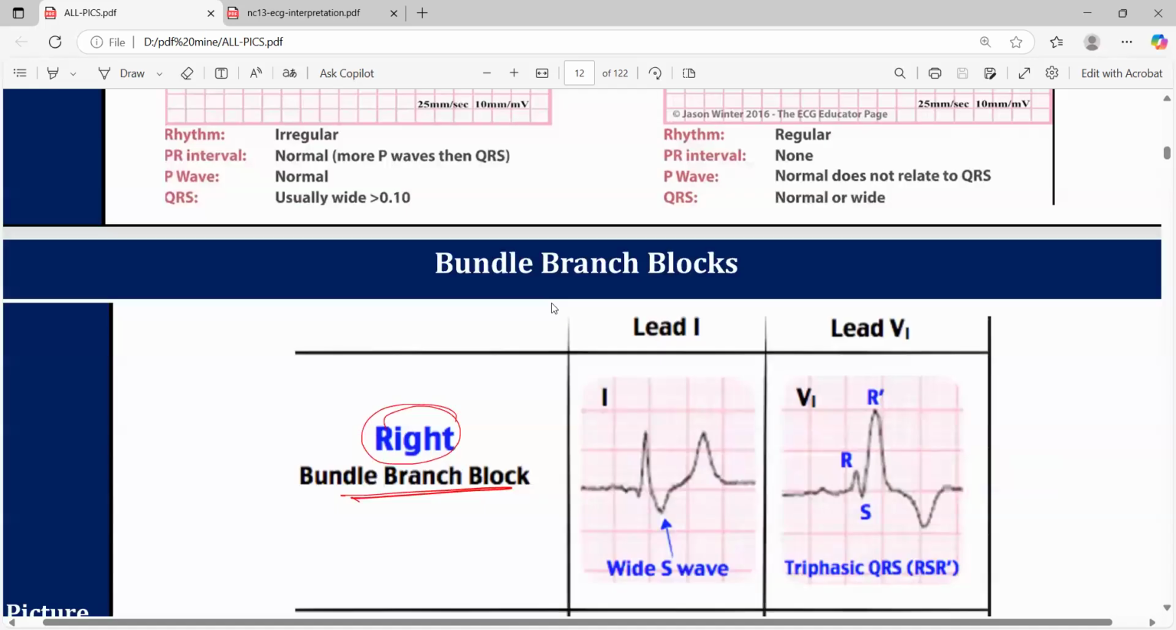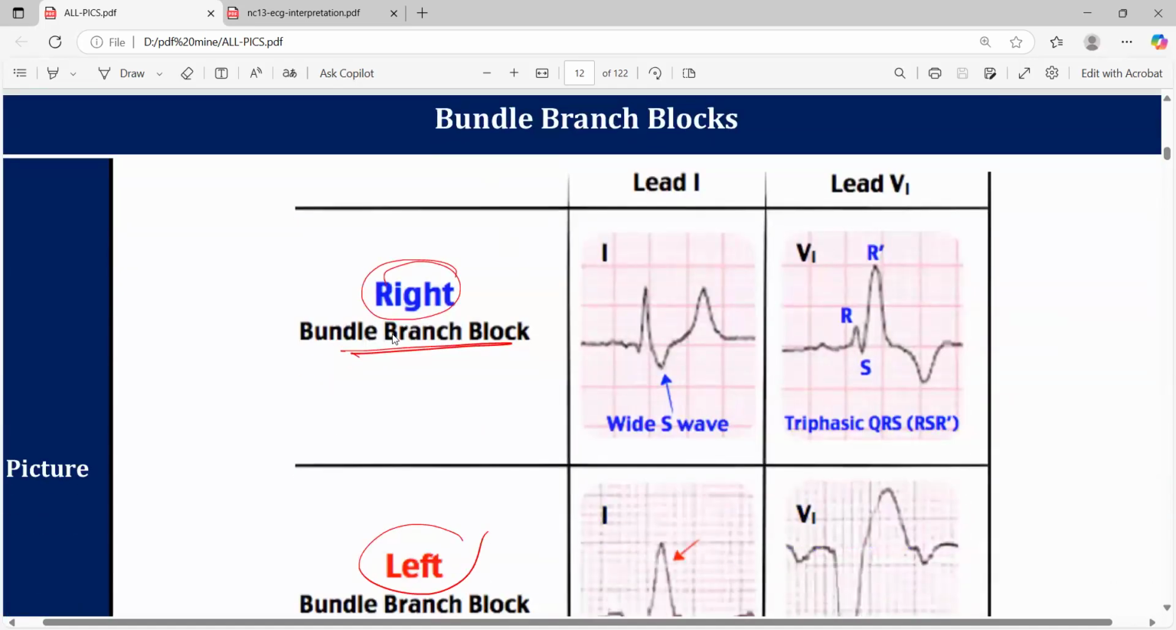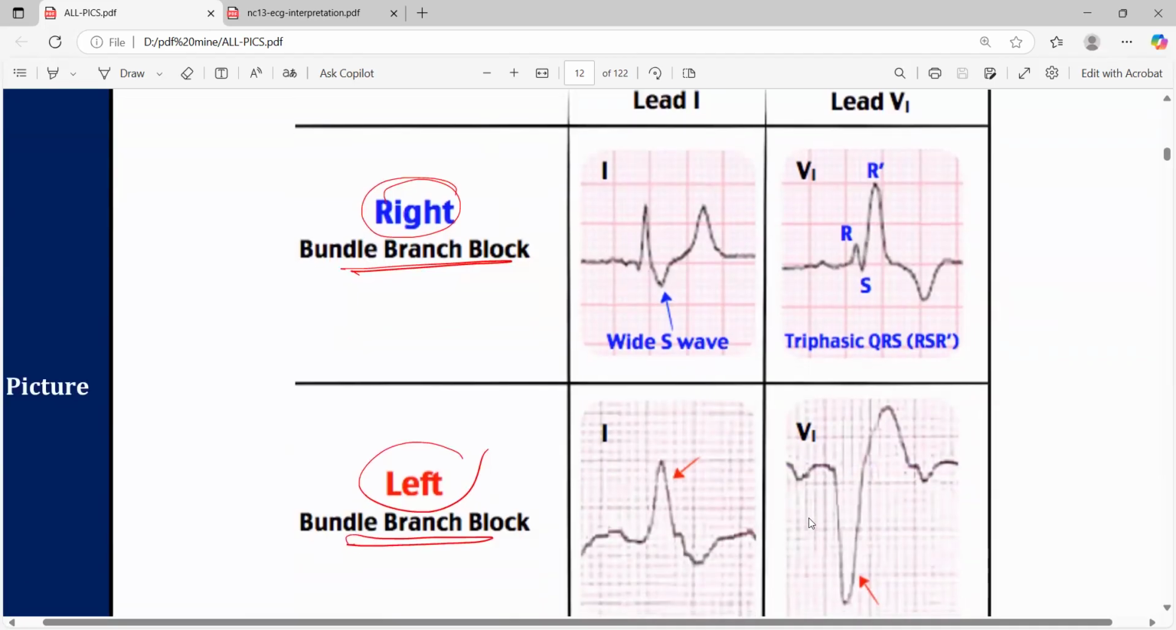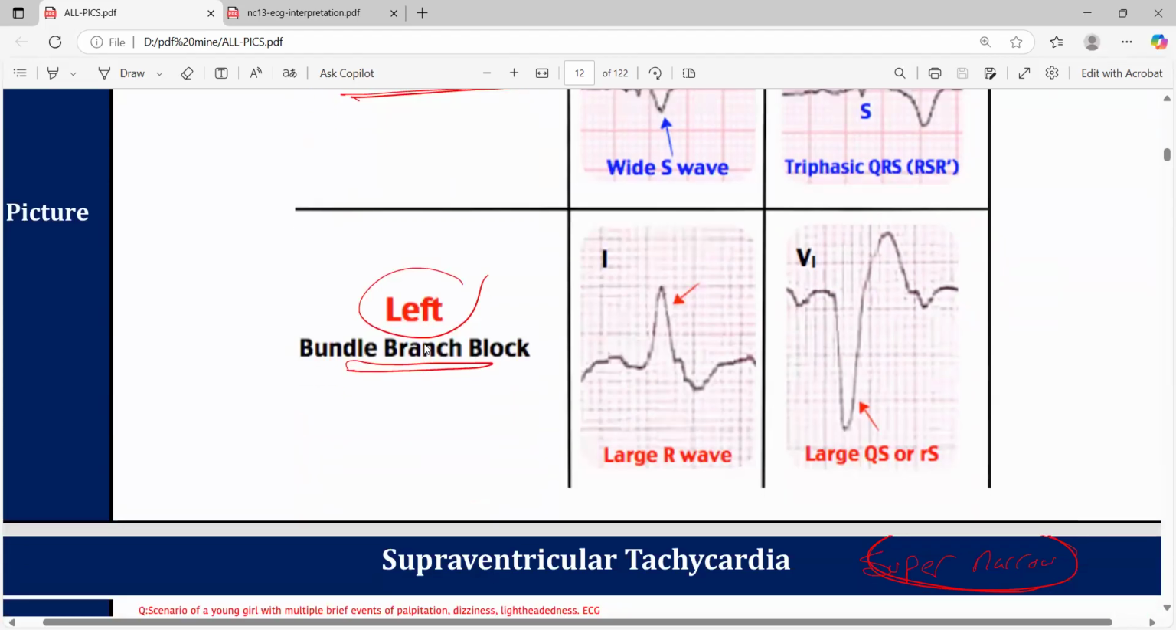Yeah. So we are talking about this one here, bundle branch block. We did discuss a little bit of bundle branch block. You can see the M, if it's in V1, then it's basically the right one. If it's in V6, then it's basically the left one.